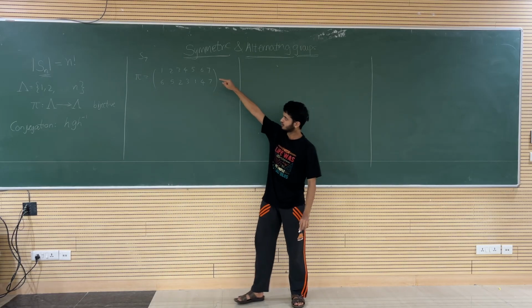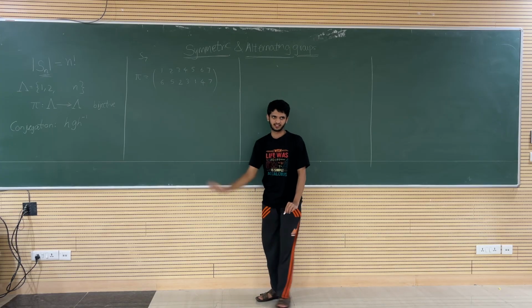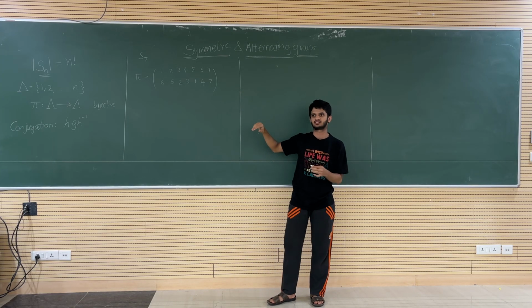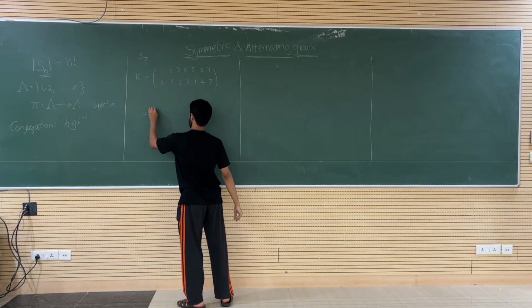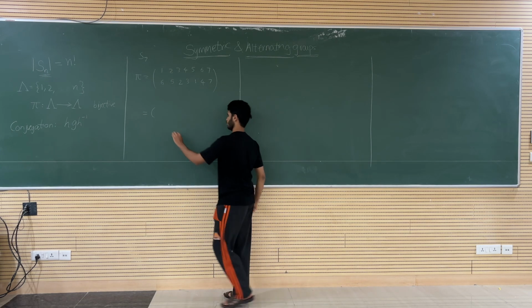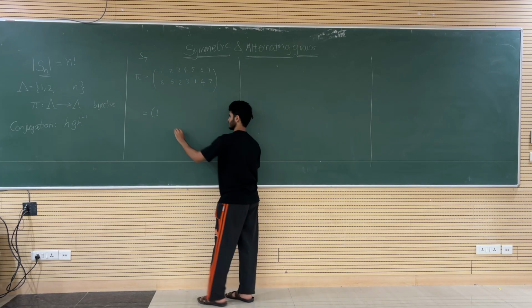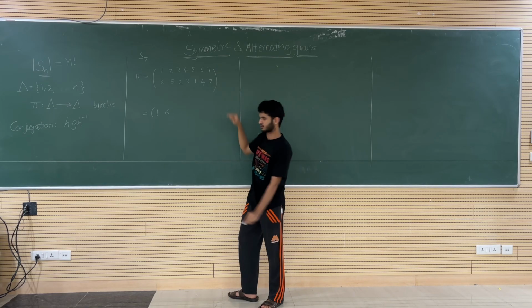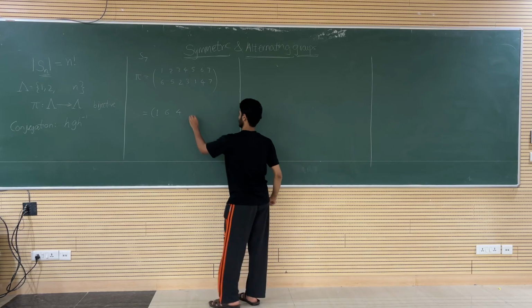What does this mean? 1 goes to 6, 2 goes to 5, 3 goes to 2, like this. That's the meaning. But here you don't get much information, so there is a better way to write this, using cyclic notation. What you do is start with one element. Start with 1. Where is 1 going? 1 is going to 6. Write 6 here. See where 6 is going. 6 is going to 4. Write 4. Now where is 4 going? 4 is going to 3.